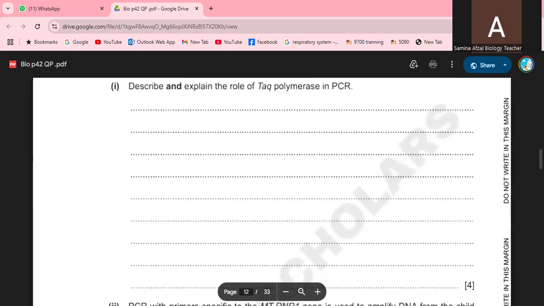So a very simple question is there, that directly asks the role of Taq polymerase in PCR, polymerase chain reaction. Taq polymerase is a crucial enzyme responsible for synthesizing new DNA strands. So I would like to write on the side.